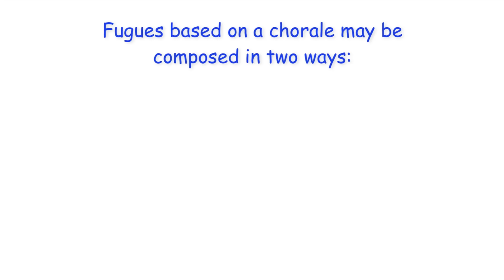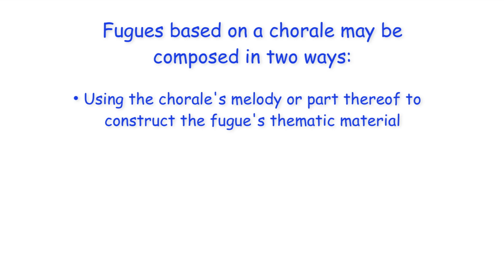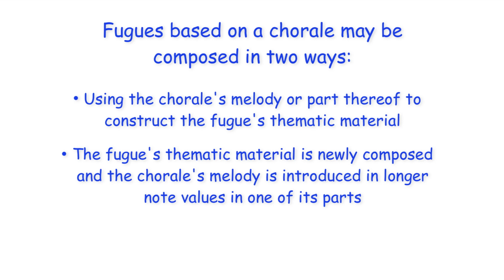Fugues based on a chorale may be composed in two ways, either using the chorale's melody or part thereof to construct the fugue's thematic material, or the fugue's thematic material is newly composed and the chorale's melody is introduced in longer note values in one of its parts.